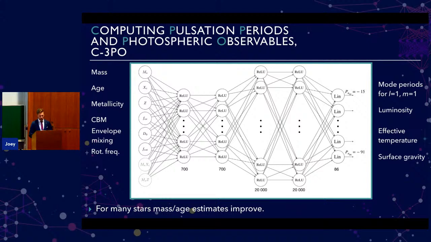So I give C3PO a mass, an age, a metallicity, a value for the core boundary mixing, a value for the envelope mixing, and a rotation rate, and then it predicts for me the mode periods for different radial orders for l and m equal to 1, as this is the most commonly observed mode geometry in these kinds of stars, as well as the luminosity of the star, the effective temperature, and the surface gravity. In this way, we find that when we use the individual mode periods instead of the buoyancy travel time, for a lot of stars the mass and age determinations improve quite well.